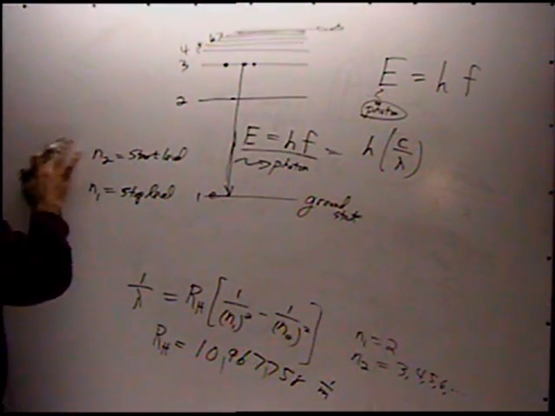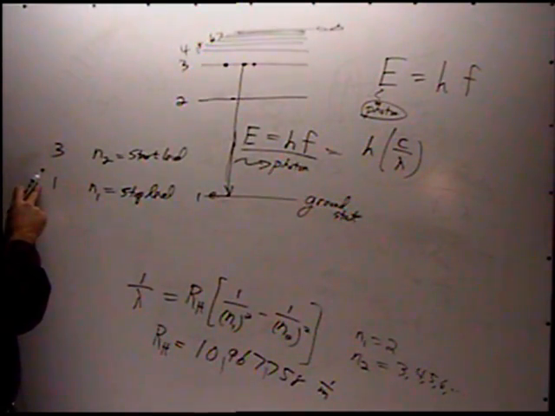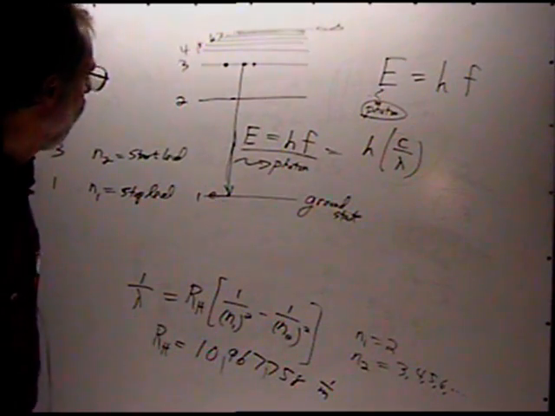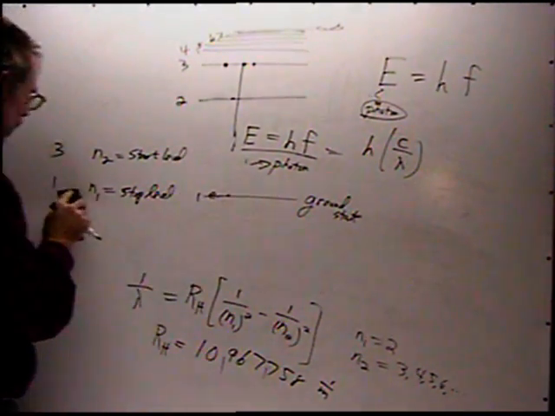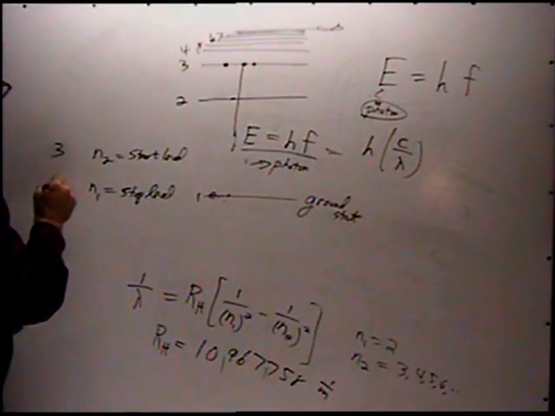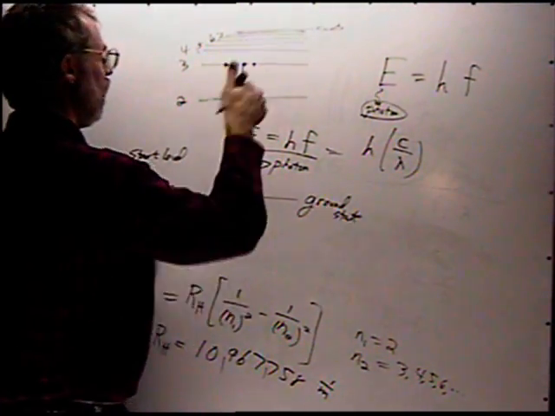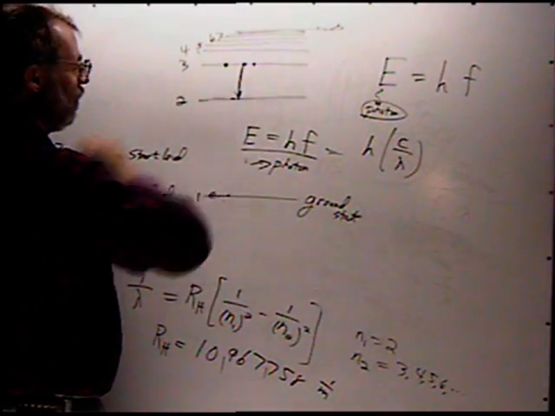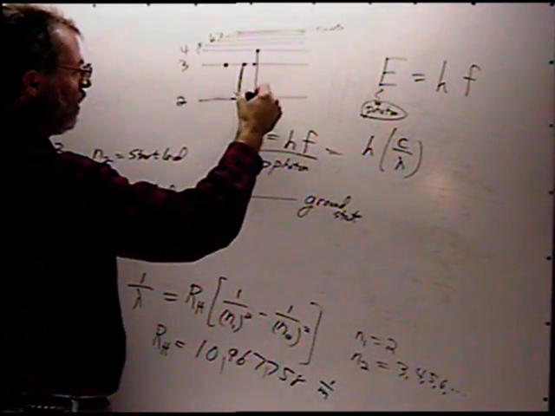So here we'd have the start level as 3, and the stop level is 1. Okay. Now if we had the Balmer series, in the Balmer series the stop level is 2. So basically what that would mean is the start level is 3 but the stop level is 2, or the start level is 4 and the stop level is 2.